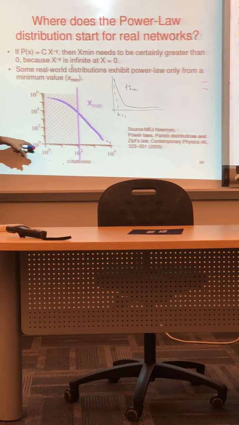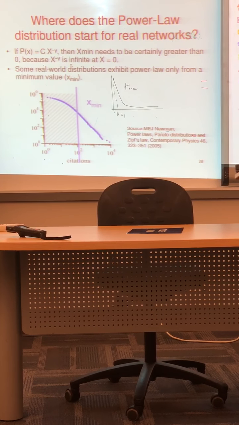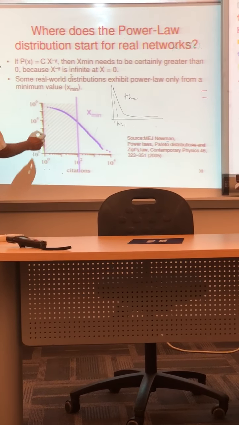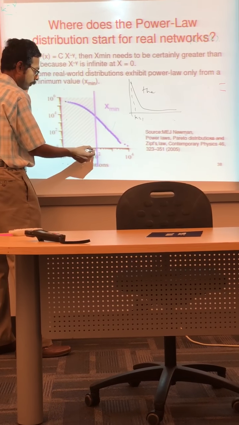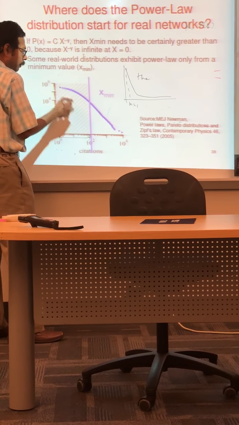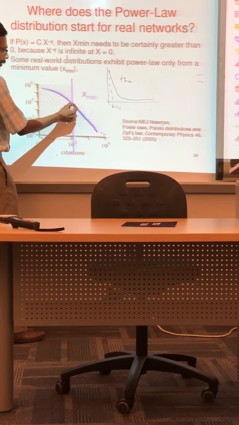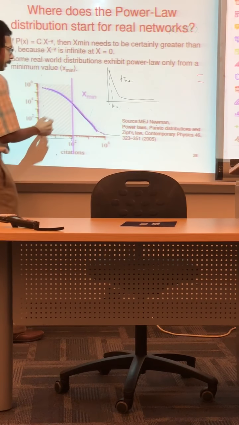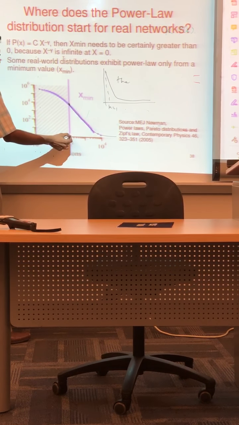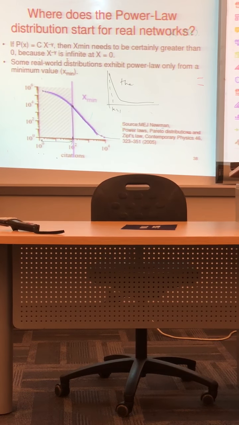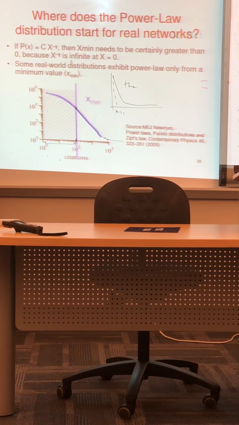But if you plot the degree distribution for real world networks, k versus P of k, you could see there is a range of degree values for which you don't see this pattern. So you start seeing this pattern only after a certain cutoff. Okay, so that is called the x minimum, or the degree minimum. Okay. What is cutoff here?